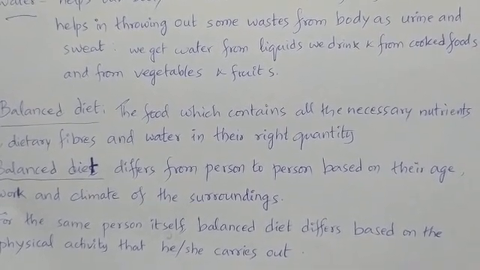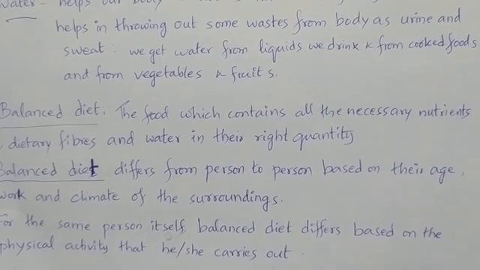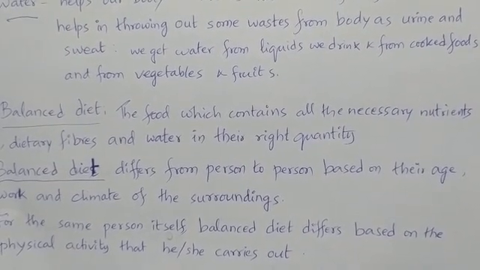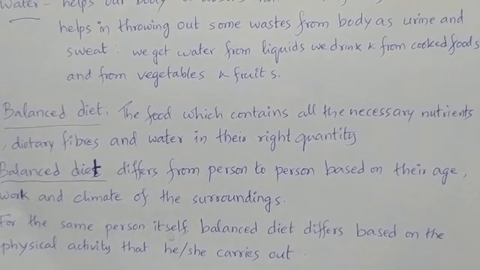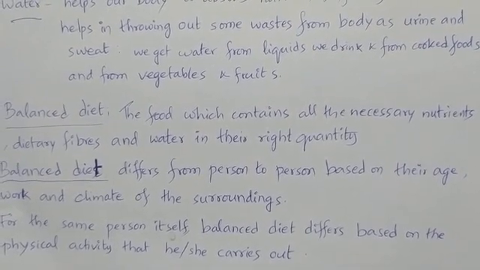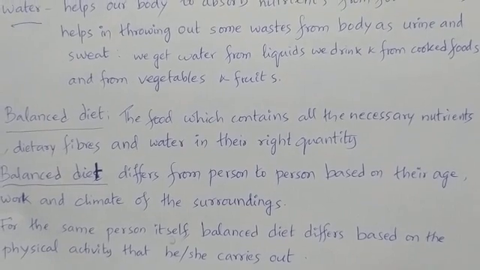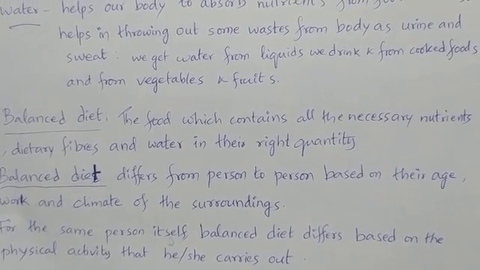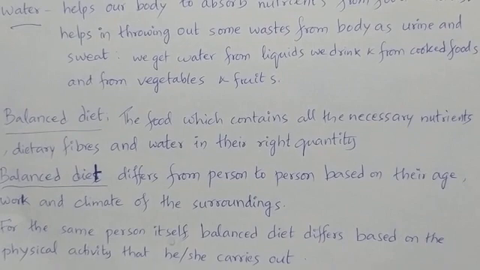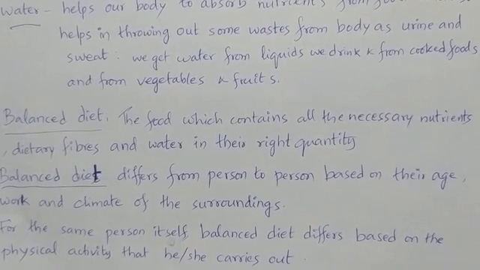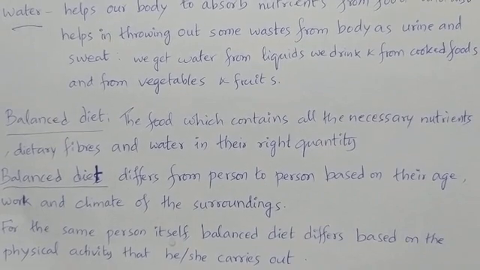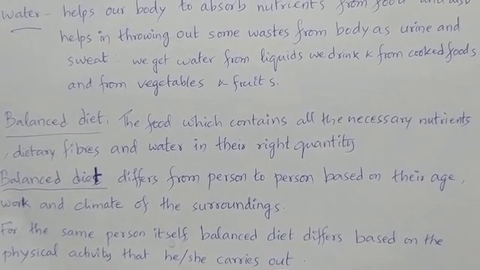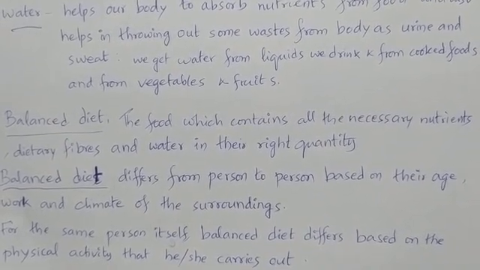A balanced diet differs from person to person based on their age, their physical work, and the climate of the surroundings in which they are living. The people who are living in cold climates tend to eat more. The people who are living in warmer climates tend to eat less. So climate also plays a role in the composition of a balanced diet.